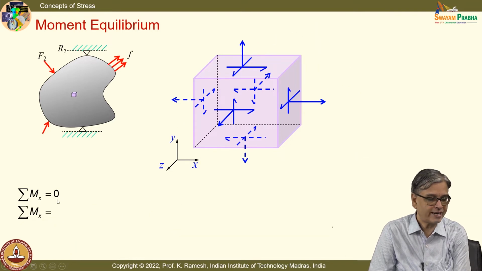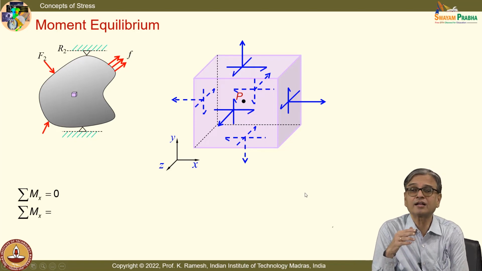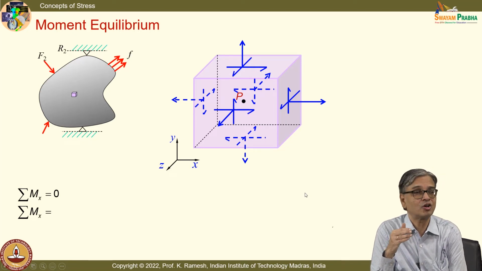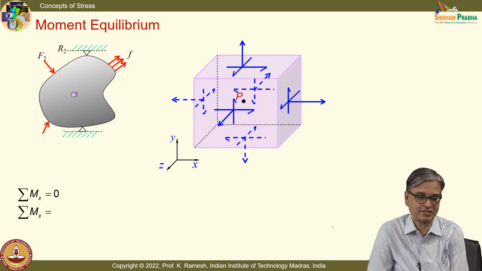So I want to write sigma Mx equal to 0, and I have taken the point at the center. What are the components of the stress that will induce a moment in the x direction? We will flash that first. Okay, so I have this. So this is nothing but tau. Can you tell me what this is?